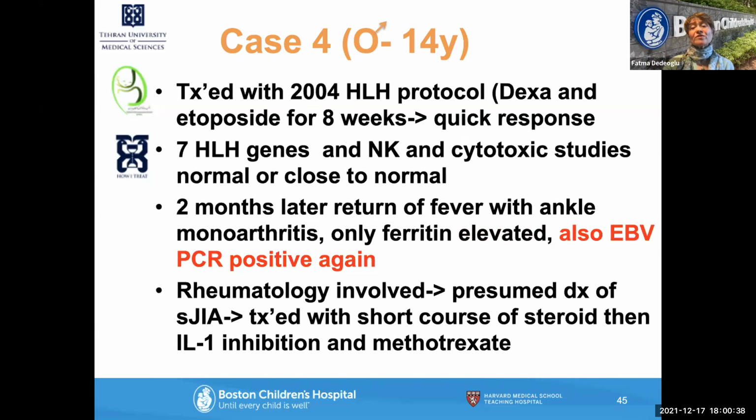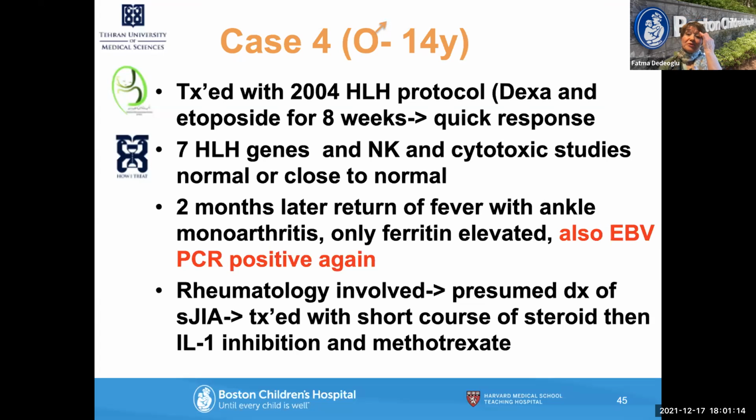He was treated with the 2004 HLH protocol with a very quick response, actually. He did very well after this treatment, and at the time only 7 HLH genes were known and being done, and these were normal, and he had normal NK and cytotoxic studies. Then a few months after the treatment, he came back again with fever, but with ankle swelling, and we were consulted from rheumatology. This time he only had slight ferritin elevation, and EBV PCR was positive again.